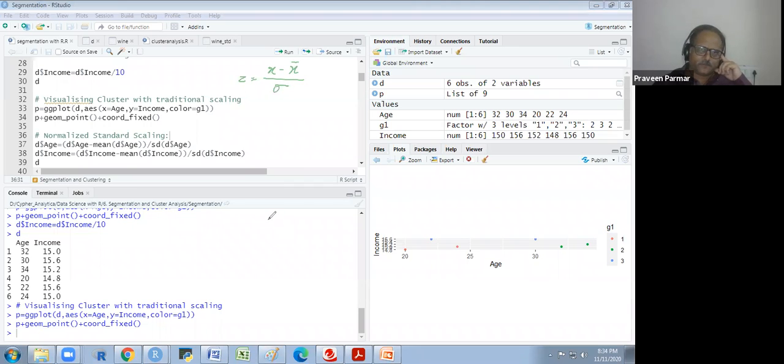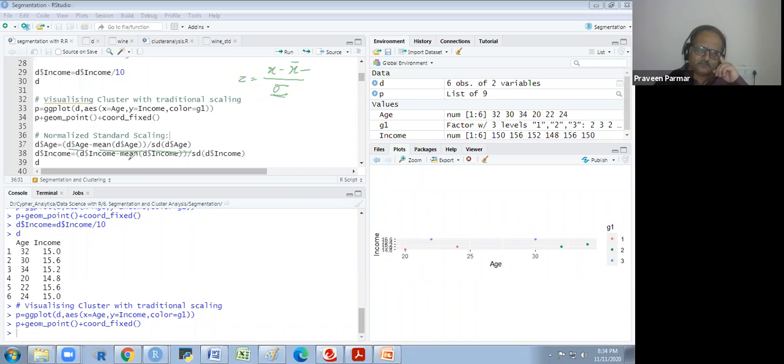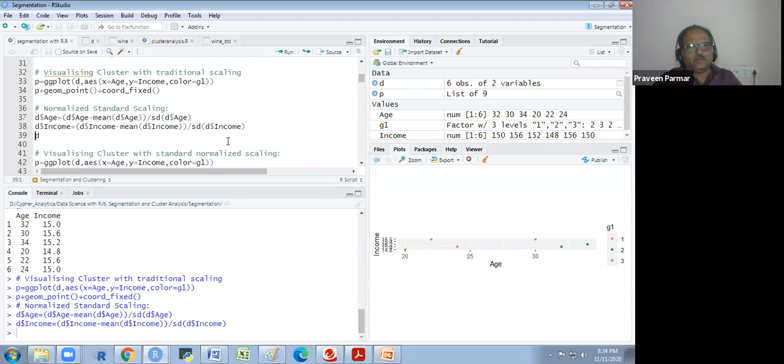So this is the age, X, minus the mean of age, X bar, got it? And divided by the standard deviation of age, got it? So we are getting it. Similarly, we are doing this for income. Same thing: income minus mean of income divided by standard deviation of income. Got it? So now I run both and I will show you D.